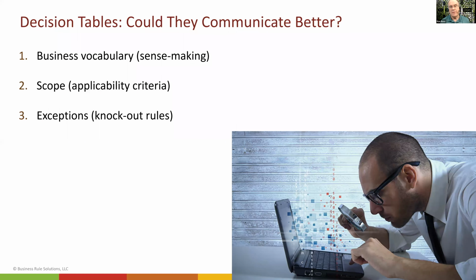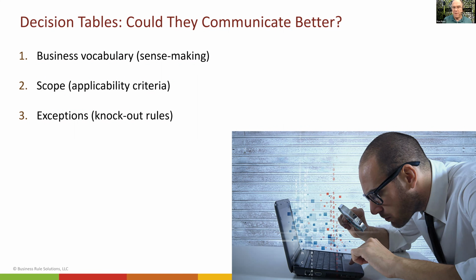What I am going to talk about is three things, more basic things with respect to decision tables. First is business vocabulary, and let's call that sense making. We have to make sure that people that use decision tables can make sense out of them and carry away the right meaning from them. The second thing that I'll talk about a little bit later is scope. What is the applicable scope of any given decision table, and how is that communicated? Now, there may be some technical solutions to that that I'm not aware of, but in terms of human communication, I think it's an important issue.